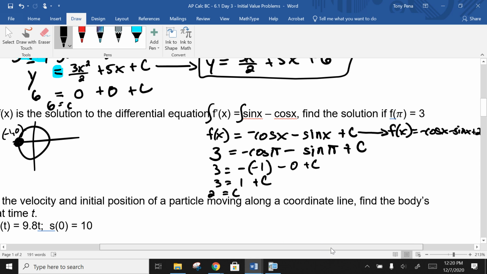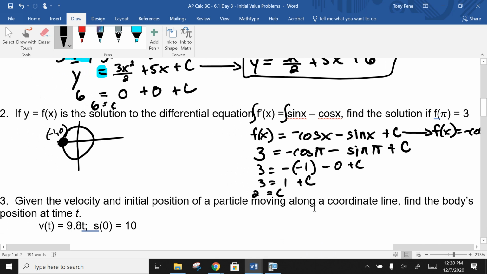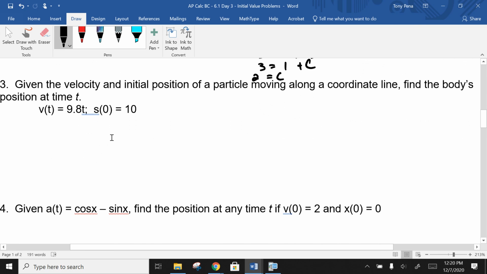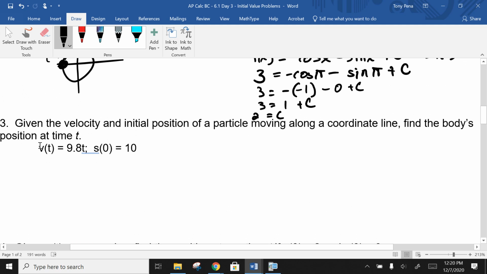Now, the next couple we use fancier words, but it's largely the same exact thing. So this one's now, I'm telling you, given the velocity, so I'm giving you this as a velocity equation, and an initial position. So this is just saying at the time of 0, my position would have been 10 meters, feet, whatever our unit would have been. Find the body's position at any time t.